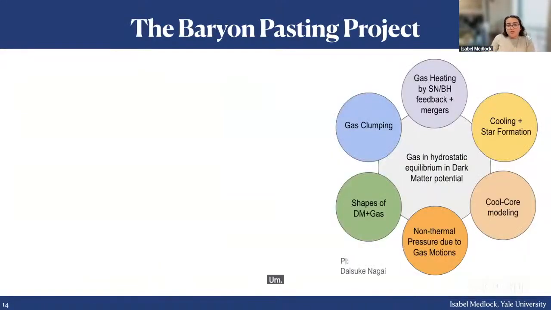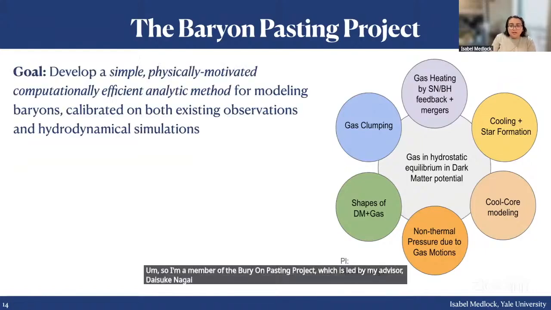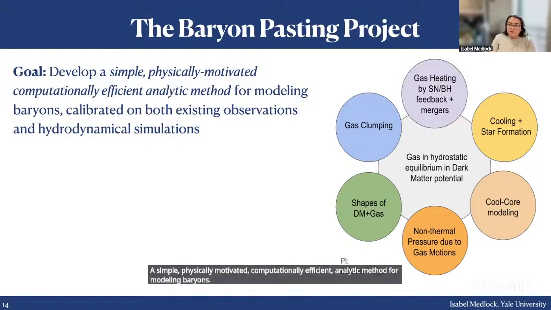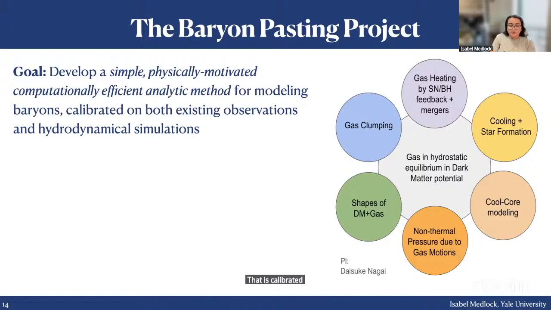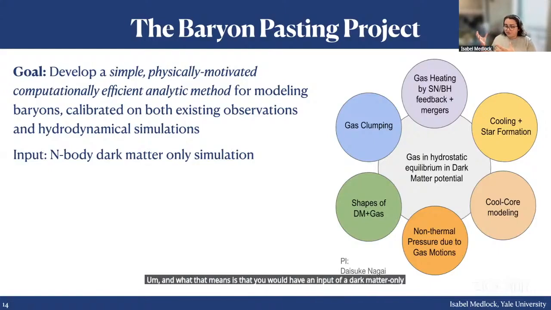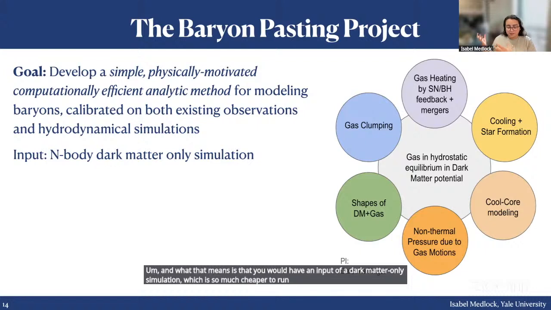So I'm a member of the Baryon Pasting project, which is led by my advisor, Daisuke Nagai. The Baryon Pasting project's goal is to develop a simple, physically motivated, computationally efficient analytic method for modeling baryons that is calibrated on both existing observations and hydrodynamical simulations. What that means is that you would have an input of a dark matter only simulation, which is so much cheaper to run than a hydro simulation.